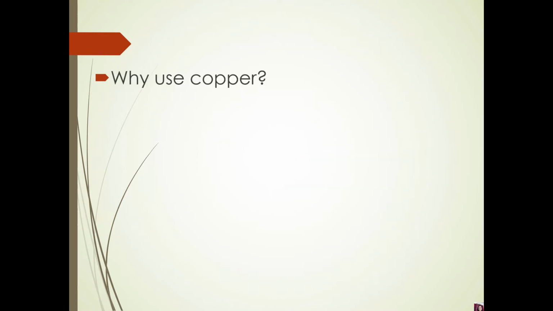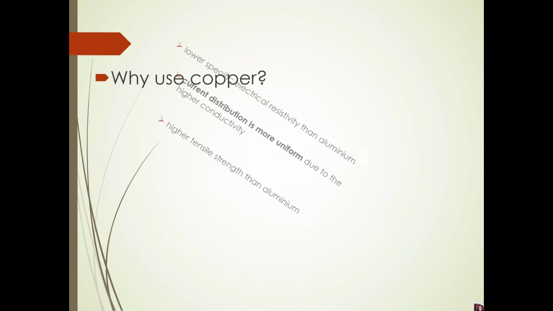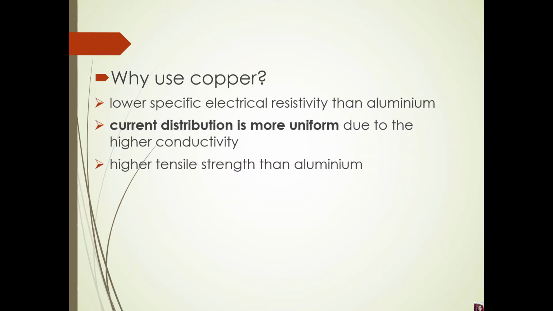The question you all may ask is, why do we use copper? If we take copper compared with aluminium, it has lower specific electrical resistivity, and its current distribution is more uniform because it has a higher conductivity, and it also has a higher tensile strength. What is tensile strength? Tensile strength is the amount of tensile stress it can take before breaking.